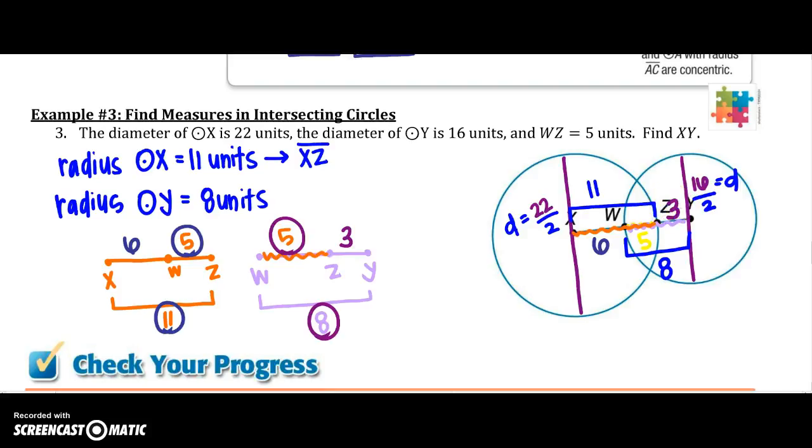So I know that XY is made up of, what did we just find? We know that XW is 6. We know that WZ is 5. And then we know that ZY is 3. So I know that XY equals 6 plus 5 plus 3, which would equal 14 units.